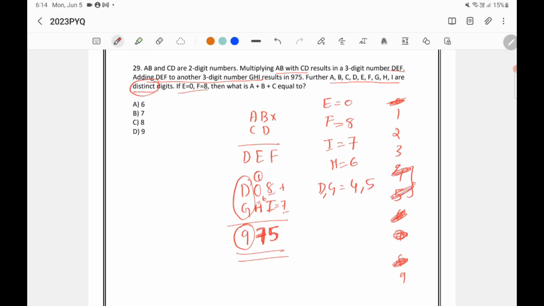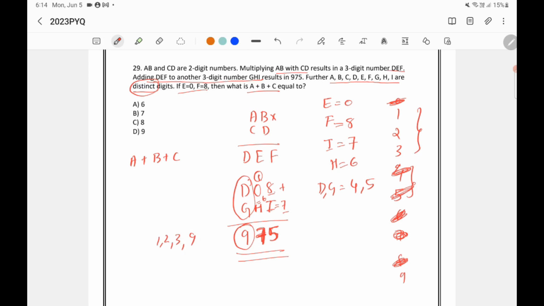Now, if you have done up to here, from here itself you can find out the answer. You don't need to do further calculations. Why? Because we have been asked what is A plus B plus C. Now the remaining digits are only 1, 2, 3 and 9. These are the remaining digits, right?